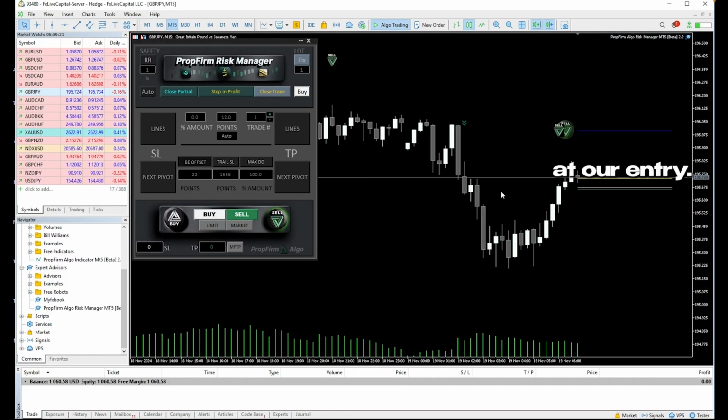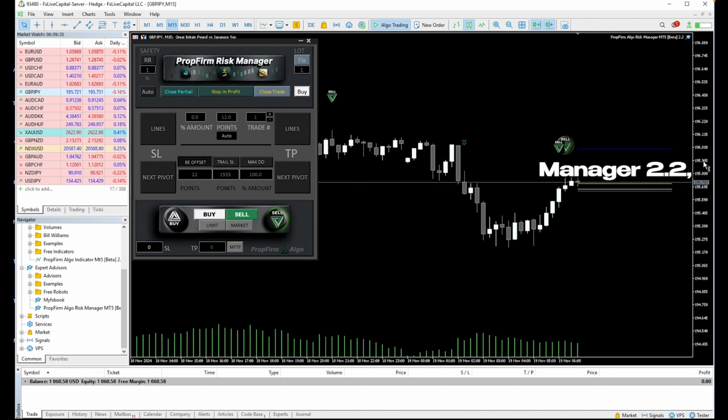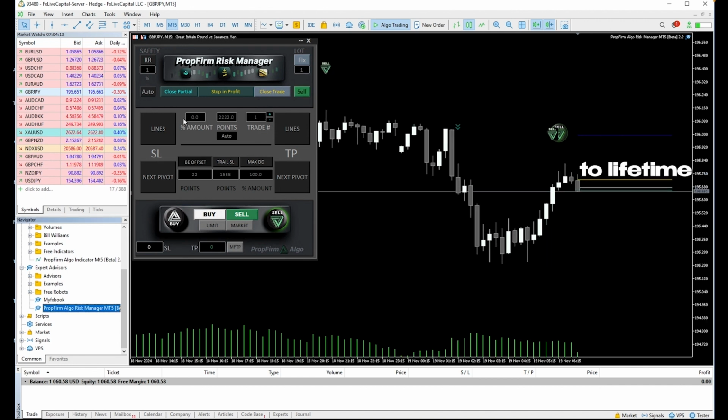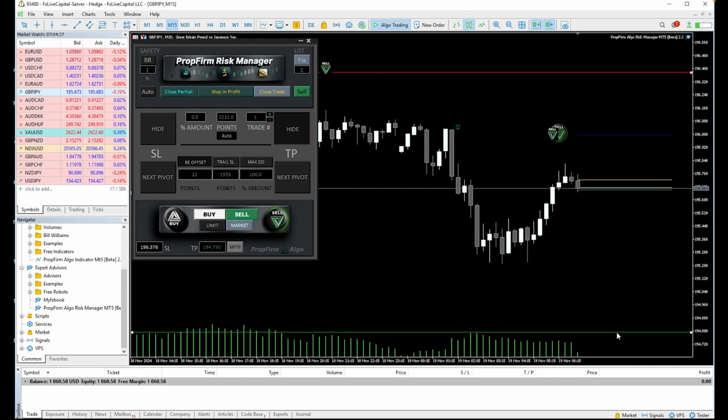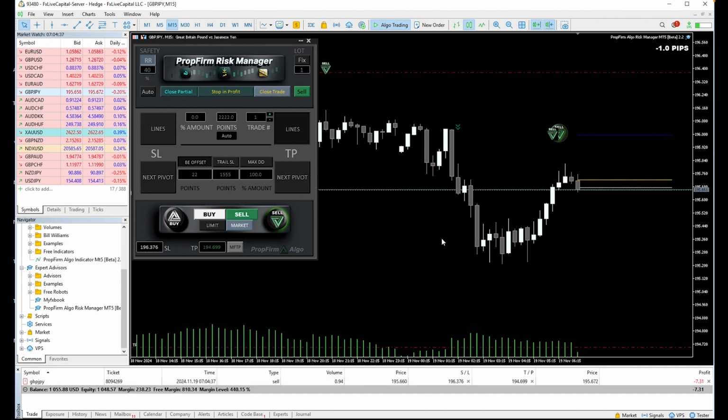A few moments later. So price is at our entry. Let's go ahead and use the Prop Firm Algo Risk Manager 2.2, which is available to lifetime members only. Real easy. We're going to go ahead and move our stop loss line, move our TP line, and get ready to enter the market. We're risking 40% on this trade, clicking market order and going straight into it.